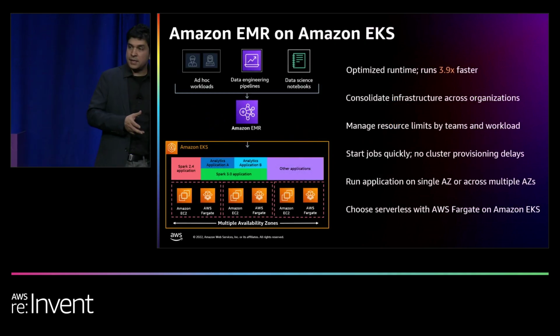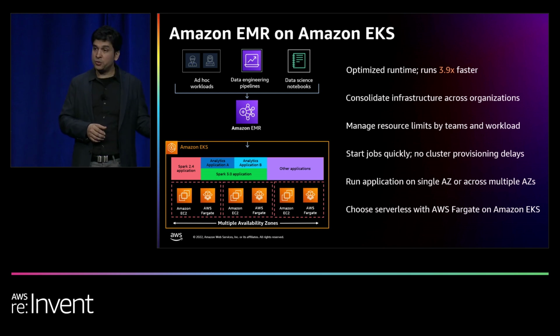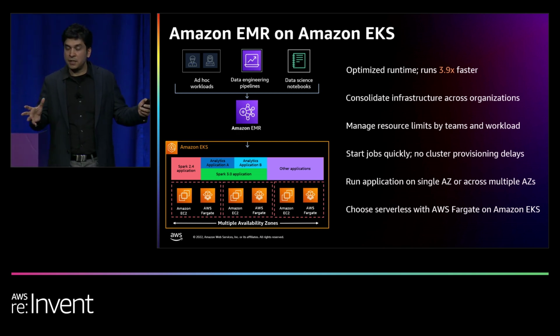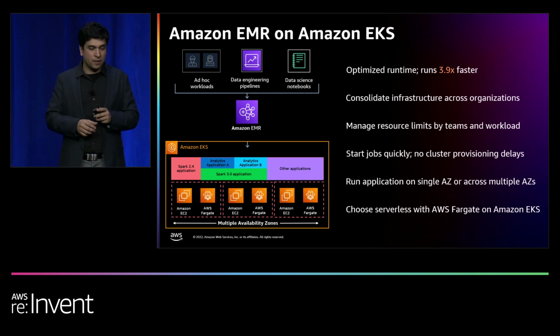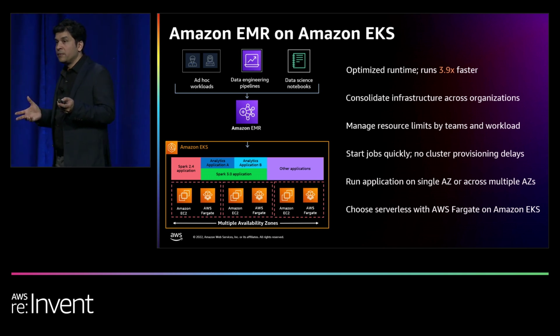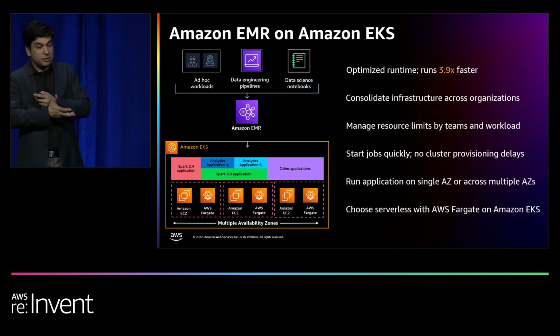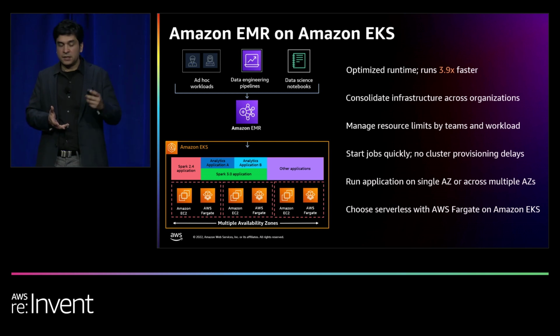Now, EMR on EKS has, as I mentioned, the same runtime as EMR on EC2, so you get the same advantage where Spark runs 3.9x faster, and we'll show the benchmark for it in subsequent slides. Now, this is a common deployment option for organizations who are using EKS and want to consolidate the infrastructure across organizations. You can now have a shared EKS cluster where you have certain limits by teams as well as workloads. You can start jobs quickly, and that's mainly because this is a containerized environment running on EC2 instances.